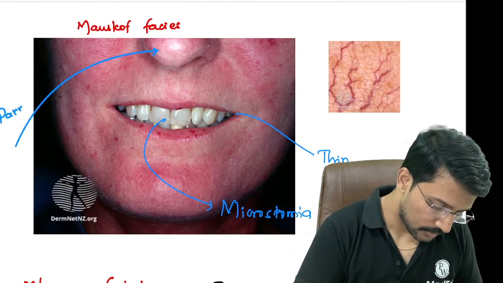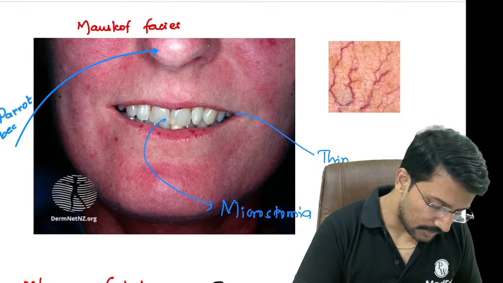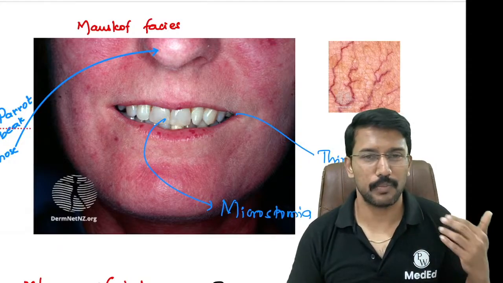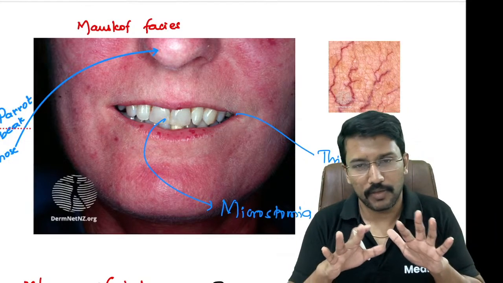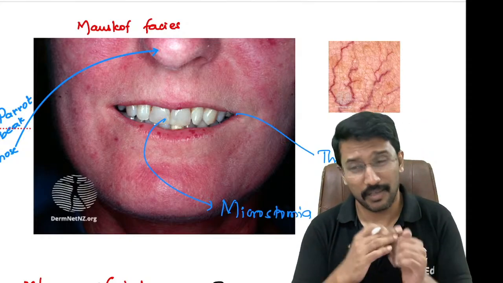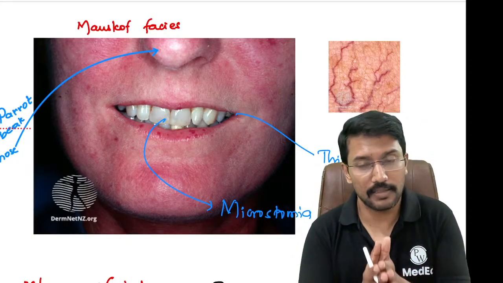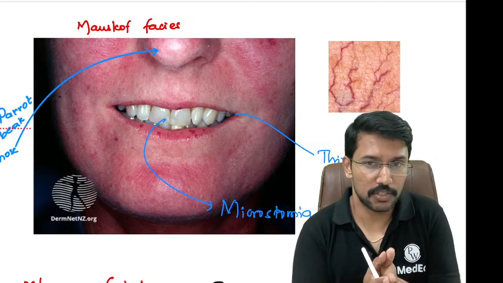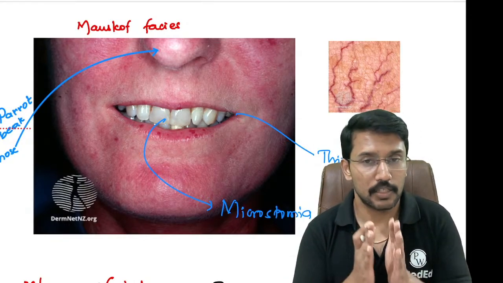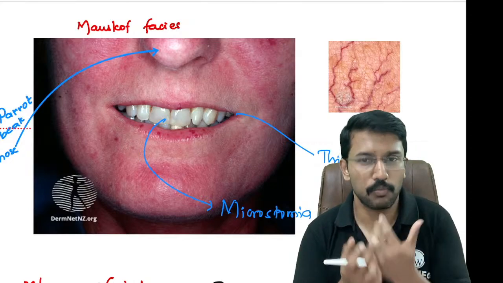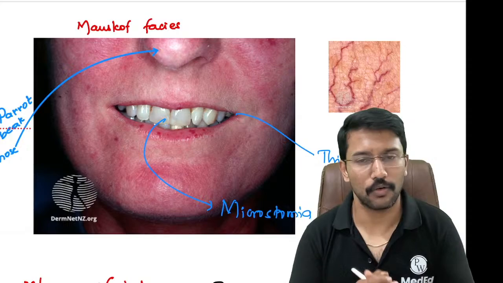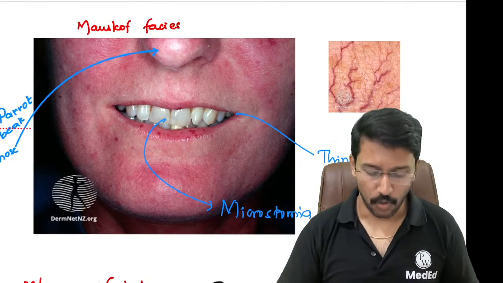Parrot beak nose. These are the points that they usually mention in the MCQs, like a female patient presented with heightened sensitivity to exposure to cold, development of pallor, at times cyanosis, and tingling sensations or even paresthesias on exposure to cold of her hands. On examination, she was found to have small opening of the mouth, thin upper limb, parrot beaked nose. What condition do you think of, right? We are thinking of systemic sclerosis or scleroderma.